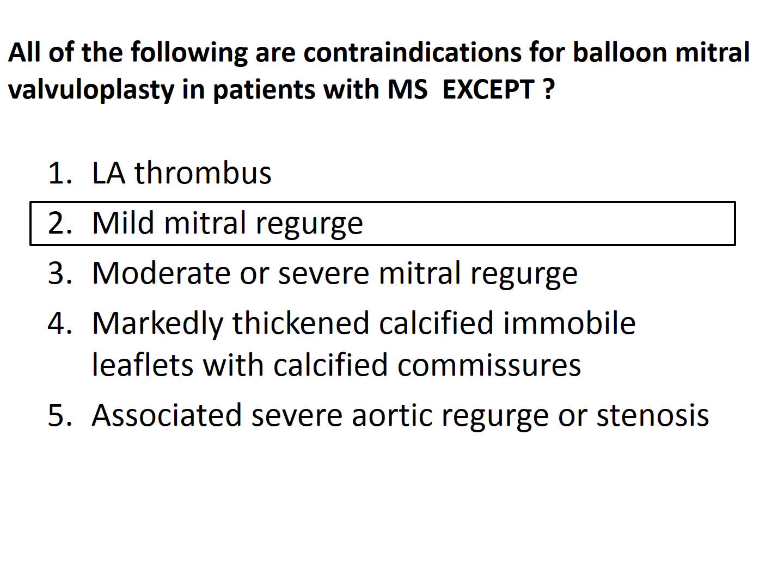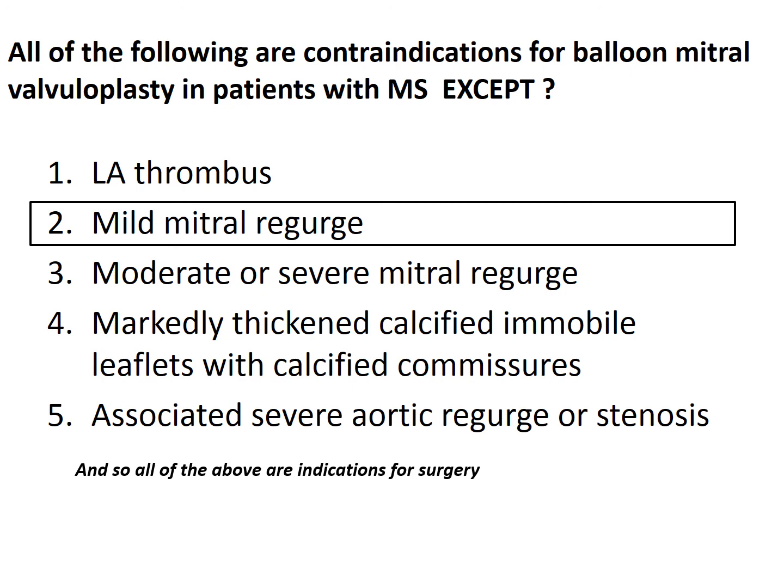Again, if the valve shows markedly thickened, calcified immobile leaflets with calcified commissures, we cannot use the balloon mitral valvuloplasty in this case, because the idea of using this balloon is to split the fused commissures. If the commissures are very calcified, not only the balloon valvuloplasty will fail to split these very calcified commissures, but also may induce significant mitral regurg.